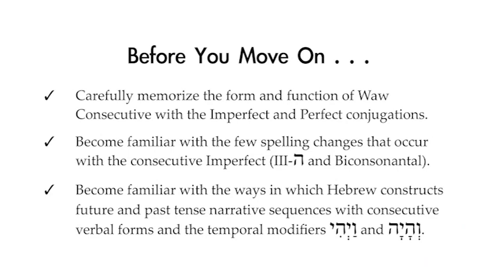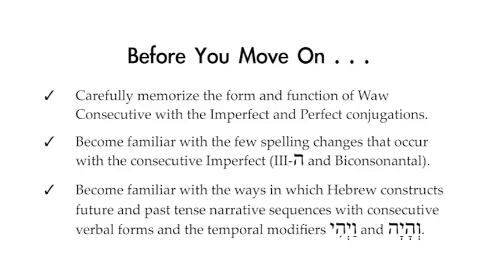Before you move on, what must we do or know? First, carefully memorize the form and function of the wow consecutive with the imperfect and perfect conjugations. Remember that with the imperfect, the wow consecutive is spelled wow, patach, dagesh forte. With the perfect conjugation, it's the simple conjunction wow, vocal shewa.